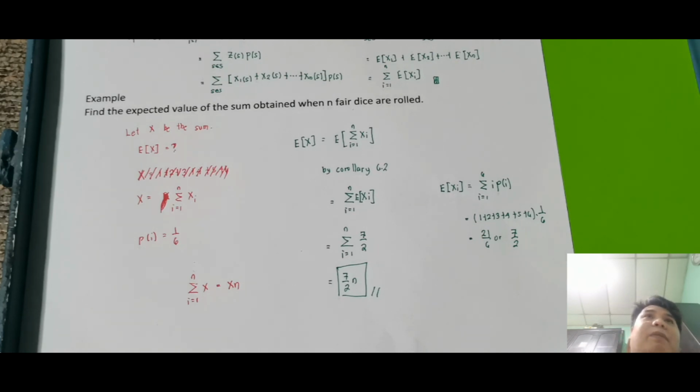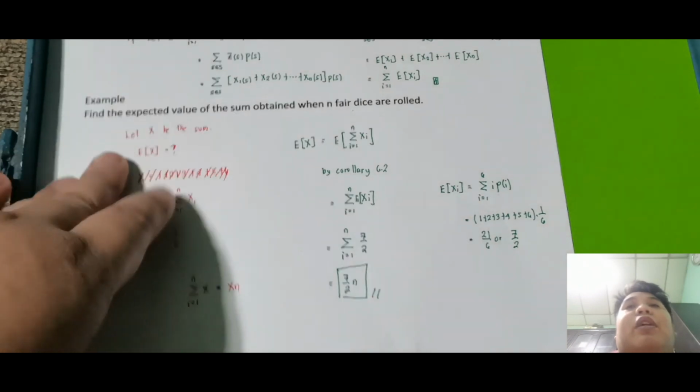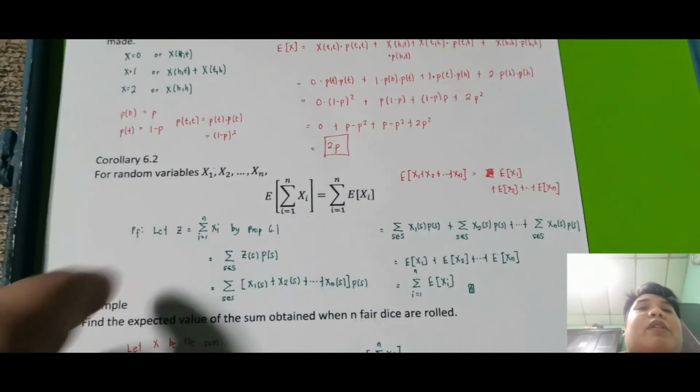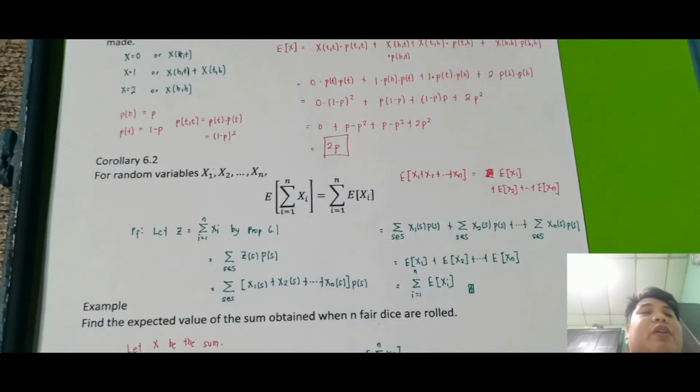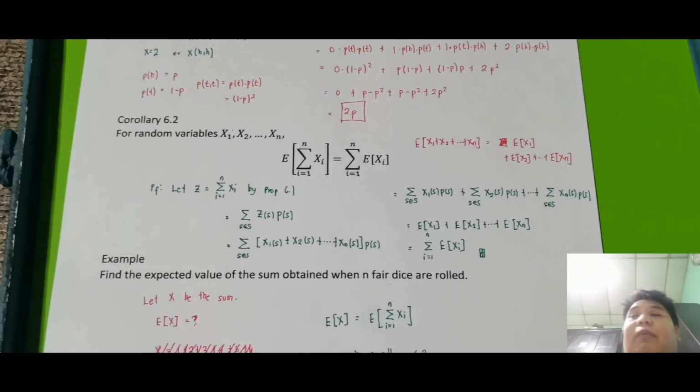So, kumbaga, independently, check mo yung mga random variable. Kung mayroon ba sila kanya-kanyang probability, then i-add mo na lang. Okay, so gamitin mo si proposition 6.1 and syempre si proposition 6.2. So, that's all in this video. Hoping na may natutunan ka.